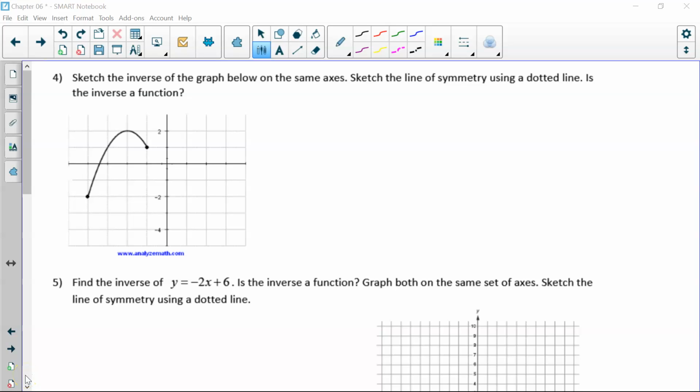Welcome back to part 2 of section 6.12. We're still talking about inverses. So we're going to sketch the inverse. Now the easiest way to sketch the inverse of this is to make a table of the points that we already have.